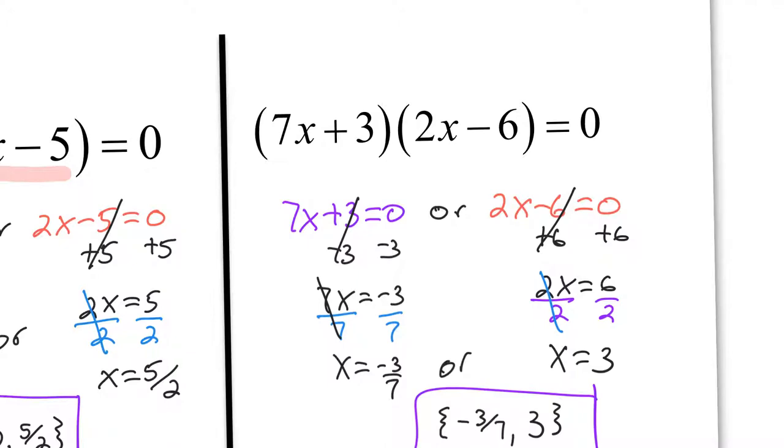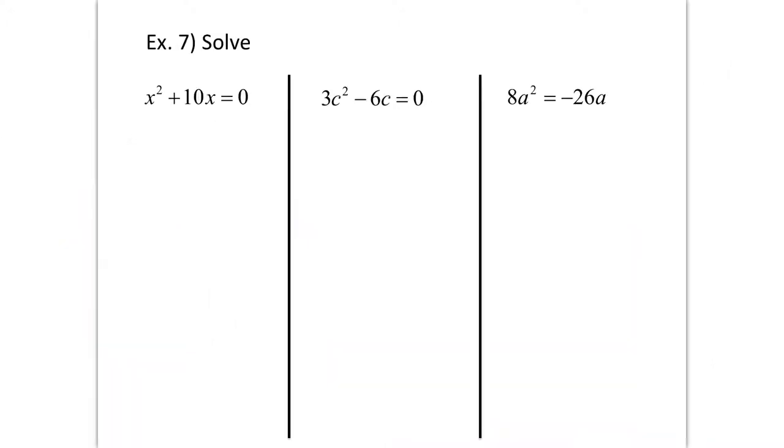All right. So the next step. Now I'm going to give you guys a polynomial that is not factored. And you guys will need to factor. I'm going to show you guys how to do that. And then you guys use the zero product property. So let's look at the next one.